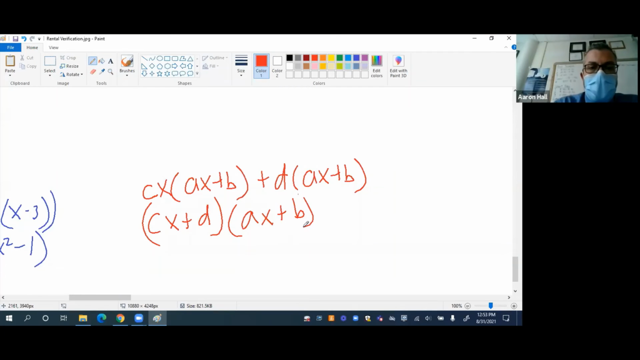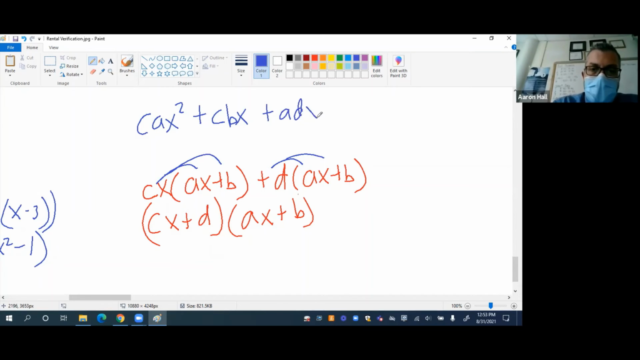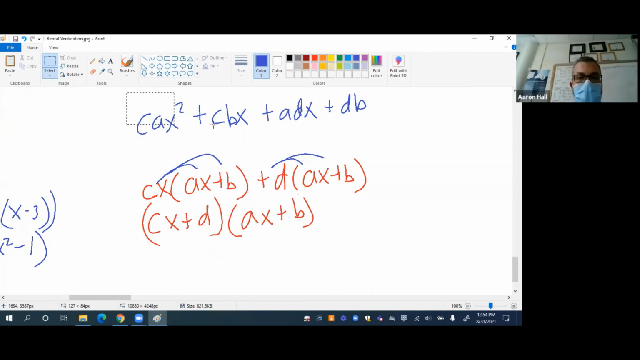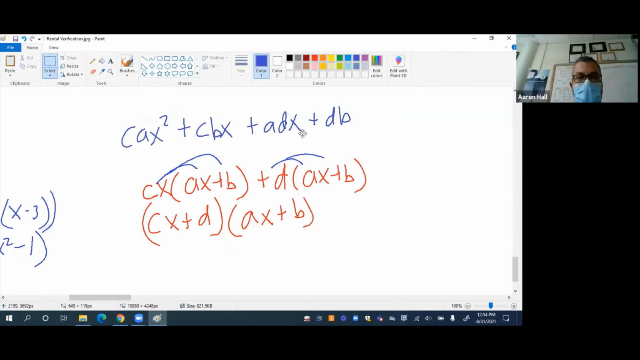Let's go backward. I have to distribute now. If I distribute here and here and here and here, that gives me CAX squared plus CBX plus ADX plus DB. I don't know if that helps. It just looks messy to me, but certainly that would be your formula, unless I made a silly mistake somewhere.